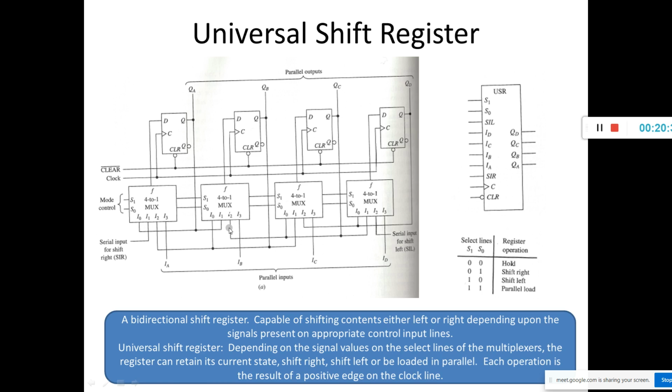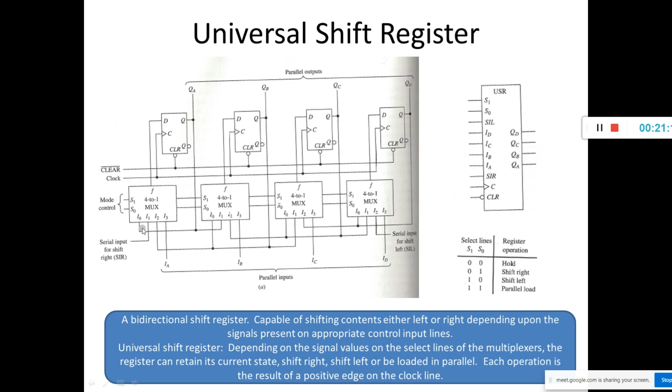The I1 is connected here, and next we have I2. So I2 is here. 1 0 means shift left, and 1 1 means parallel load. Whenever we have 1 1, it is parallel load. You can see here, when the select lines are 1 1, it is parallel load, with inputs IA, IB, IC, ID.